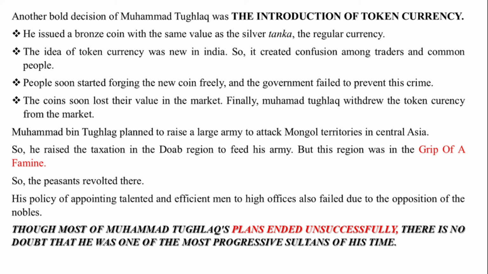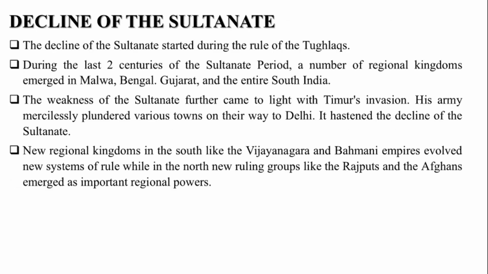Muhammad bin Tughlaq planned to raise a large army to attack Mongol territories in Central Asia. So he raised taxation in the Doab region to feed his army, but the region was in the grip of famine, so the peasants revolted there. His policy to appoint talented and efficient men to high offices failed due to the opposition of the nobles. Most of Muhammad Tughlaq's plans ended unsuccessfully. There is no doubt that he was one of the most progressive sultans of his time.